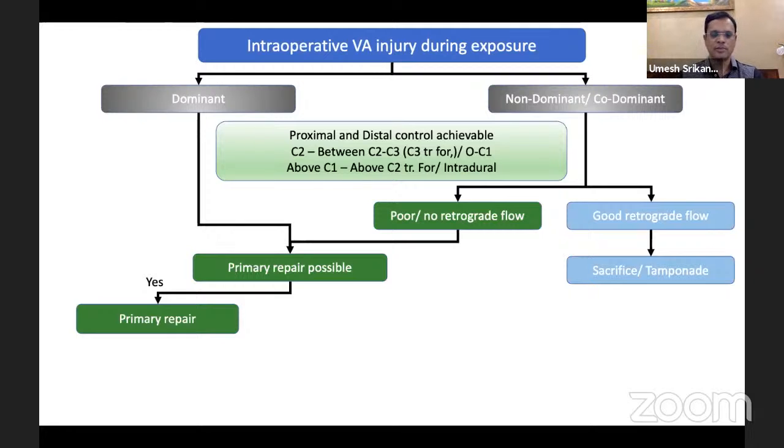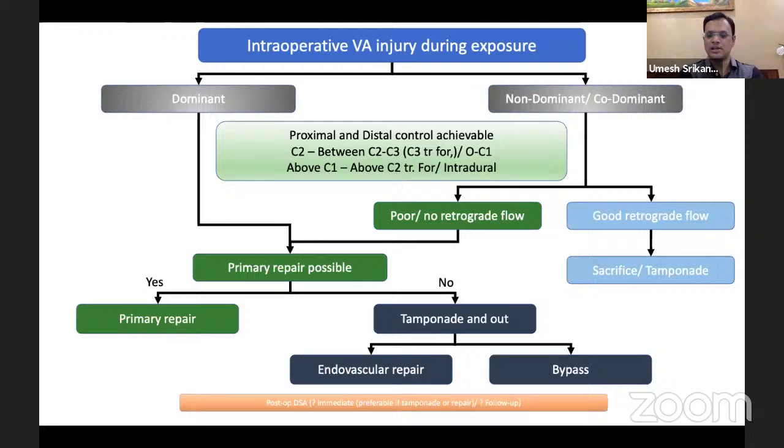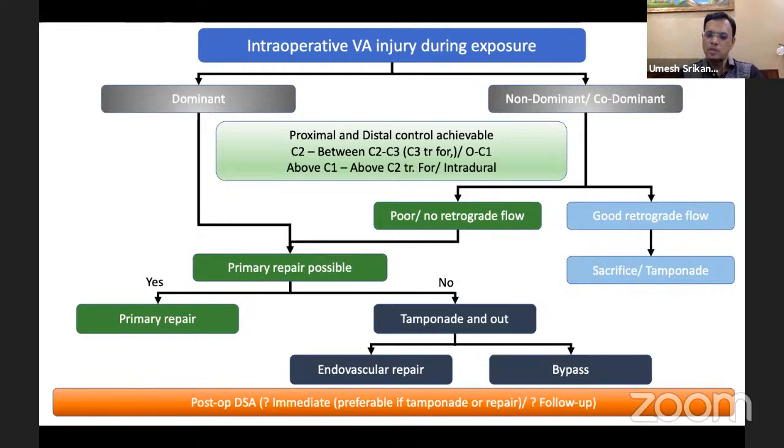And of course, if it is possible, primary repair should always be attempted along with a vascular surgeon. If primary repair is not possible, of course, we have to tamponade and probably abandon the procedure in order to save as much time as possible and prevent any cerebral ischemia. Appropriate measures have to be taken, discussing with the anesthetist, in order to preserve cerebral function. Probably even hypothermia can be advised. And as early as possible, the patient has to be rushed to an endovascular suite in order to attempt any endovascular repair. If endovascular repair is not possible, probably a bypass can be considered. But of course, that can be done only as a delayed case.